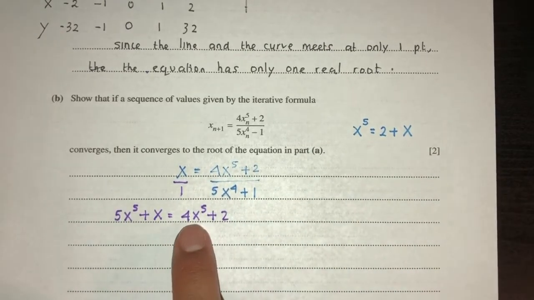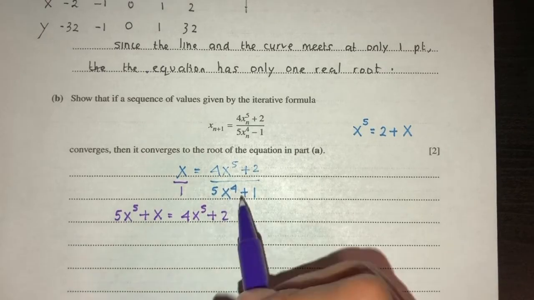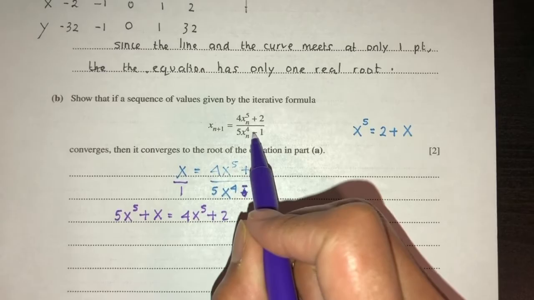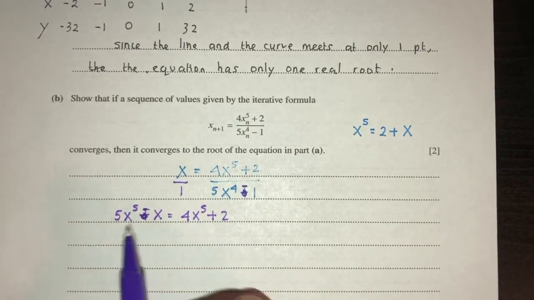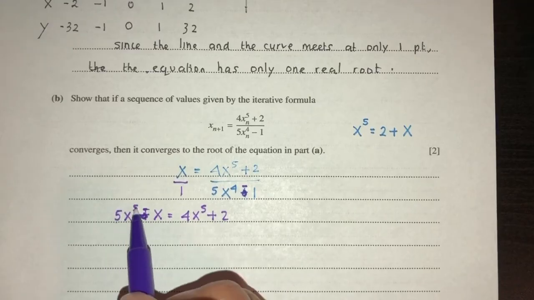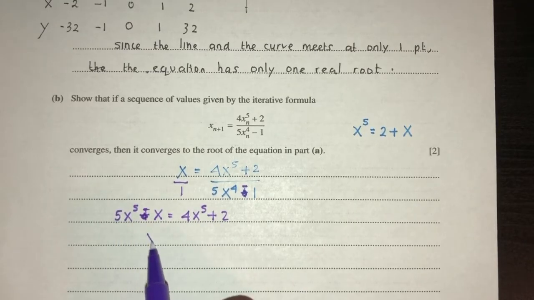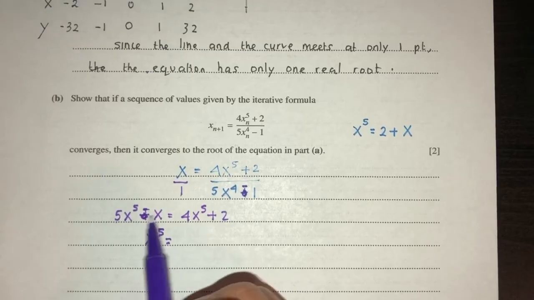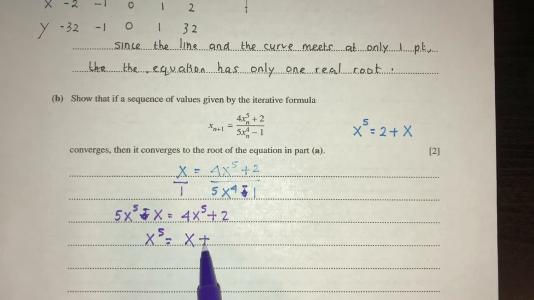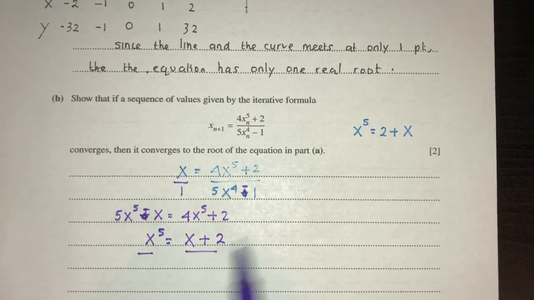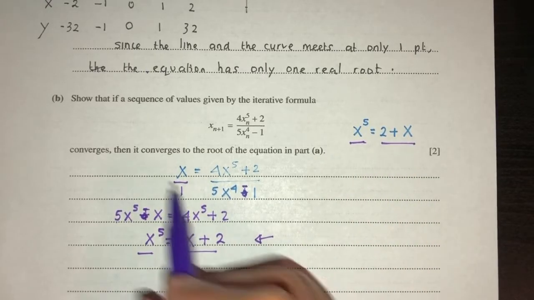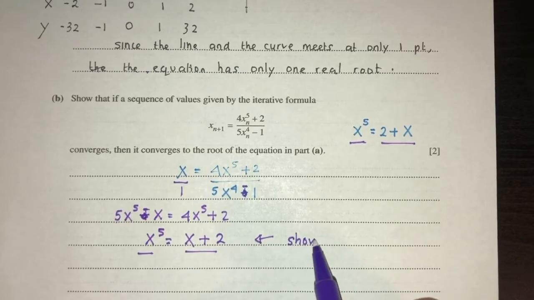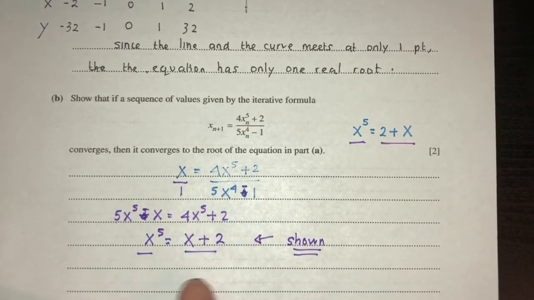Now, I can send this over here. You will have what? Let's see. So, okay, this is minus 1. Okay, minus 1 here. So you will have minus x. Sorry about that. So we send this over here. You will have 5x^5 minus 4x^5. That should be x^5. And when you send this over here, you will have x plus 2. And this is the same as the equation given to us. You can write shown as required. It converges back to the root in part 1.